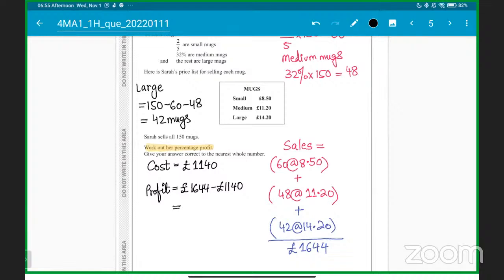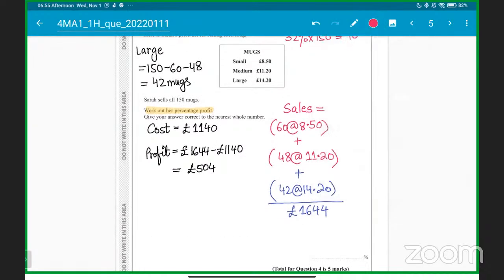Make sure you show all the workings, okay? So 504 pounds is the profit, but they're not asking you for the profit, they're asking you for the percentage profit. Understood? So here you go, understand this. You put the profit in the numerator, divided by the cost, that is 1140. So how much you have earned, what percentage return you have made on that. Got it, Claire?